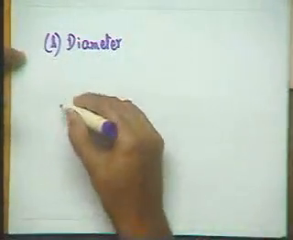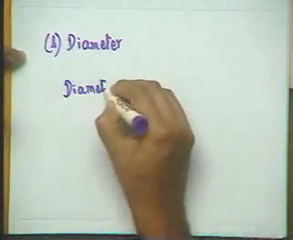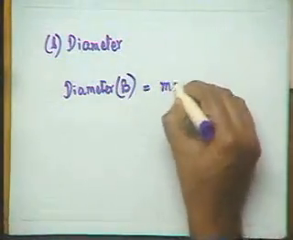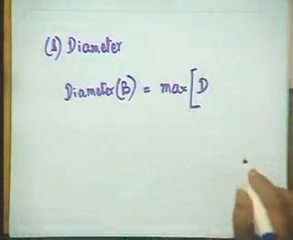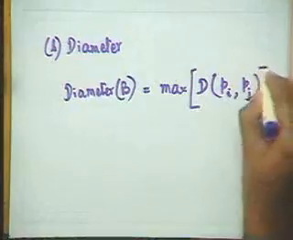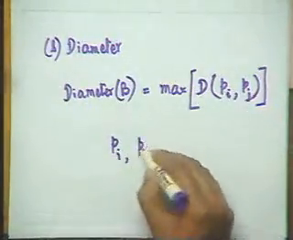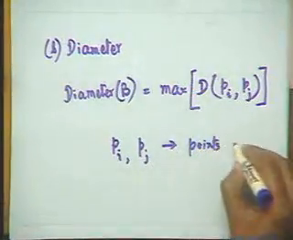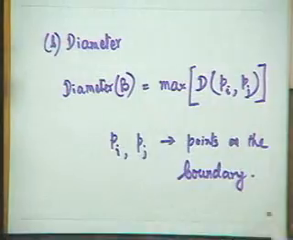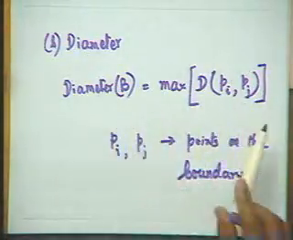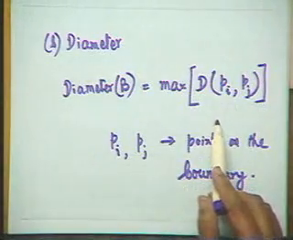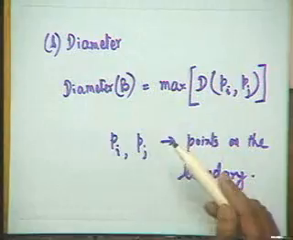And the definition of the diameter is that the diameter for a boundary B, B is the boundary, that's why I am writing it within brackets, is given by the maximum of a distance function d. D is a distance measure between two points Pi and Pj, where both Pi and Pj are points on the boundary. And the diameter of B is going to be the maximum of these distances. All right, it's a very simple definition. I think it automatically follows from the usual definition we have for diameters.